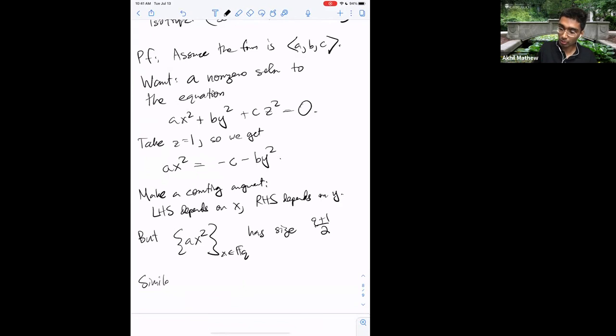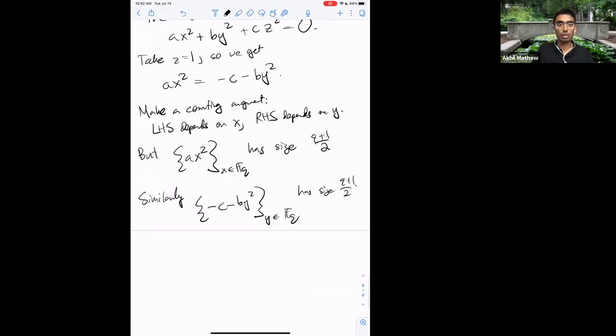And similarly, the collection of all minus C minus BY squared, as Y ranges over FQ, has size (Q plus 1) over 2. And so that means there has to be an overlap, because you have two subsets of FQ, each of which has size greater than half of Q, so they can't be disjoint, because otherwise we would violate the pigeonhole principle. So by the pigeonhole principle, you can solve the equation. And that's a proof. And so that tells you that you can find an isotropic vector in your three-dimensional quadratic space.